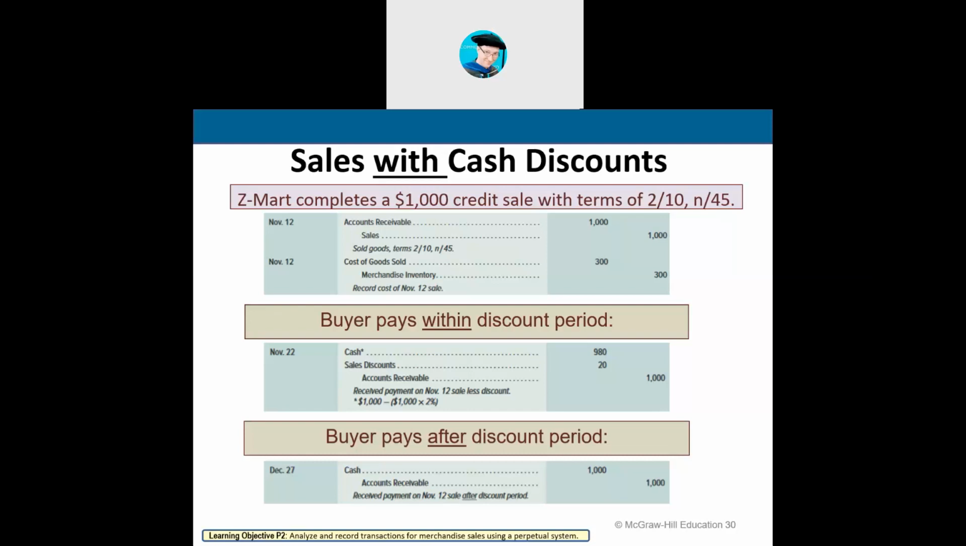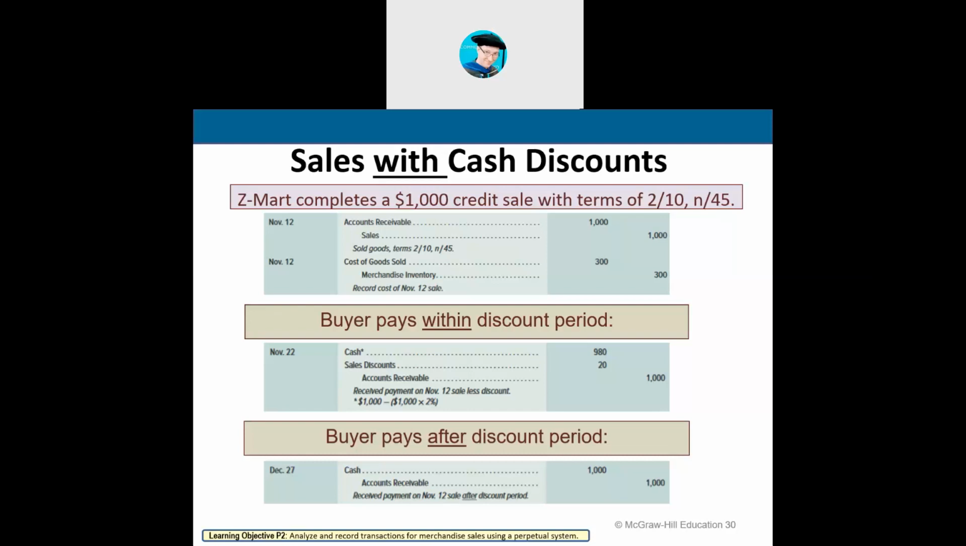So debit cash, $980. Then we debit this other account called sales discounts. Sales discounts is an account that we use to recognize the amount of the discount we offered to our customer when they paid within that time frame. In this case, $20. Then we credit accounts receivable, $1,000.